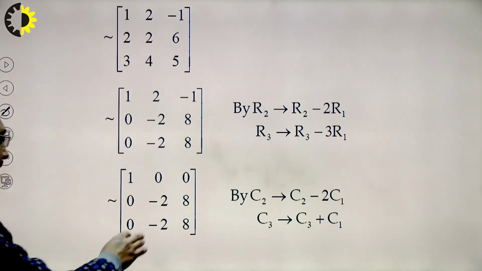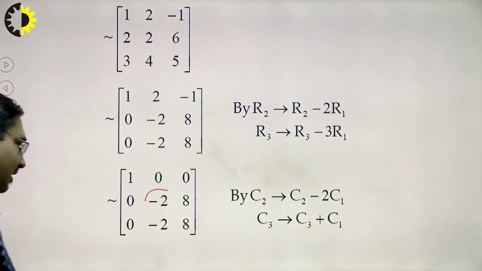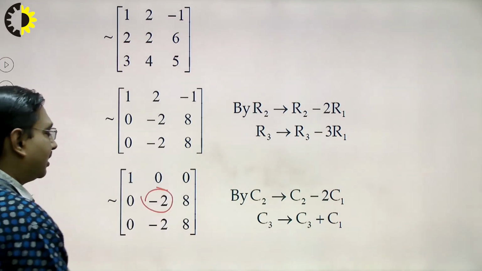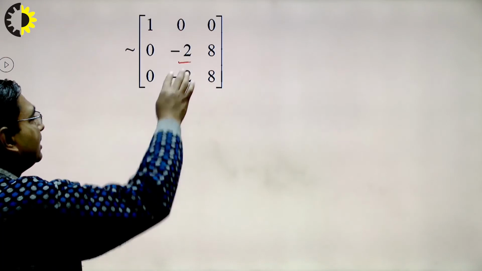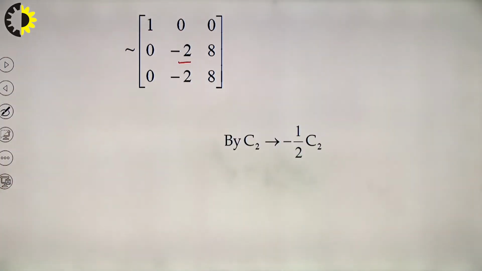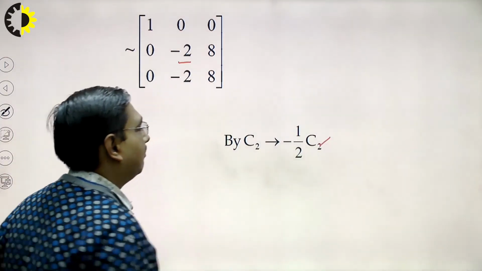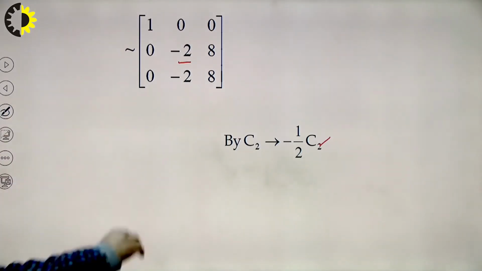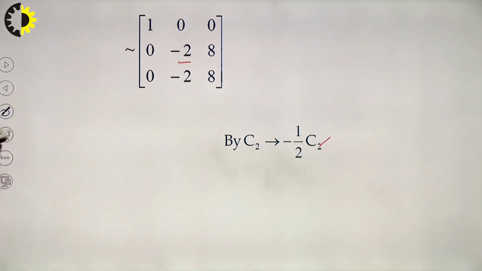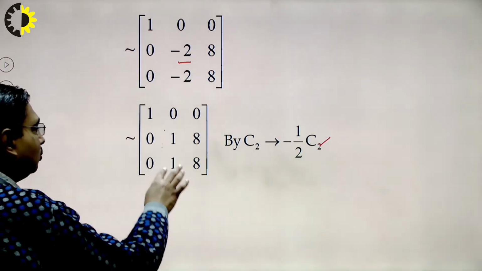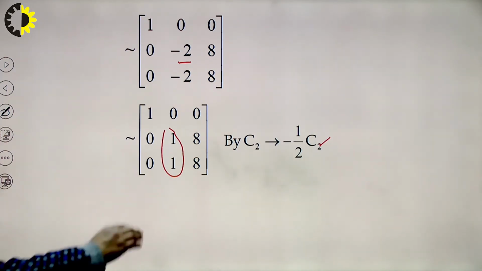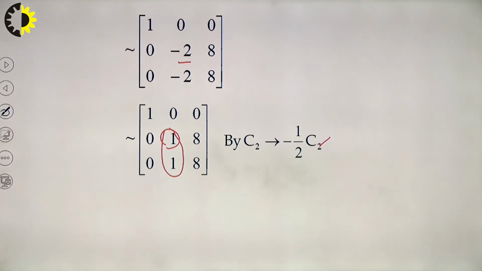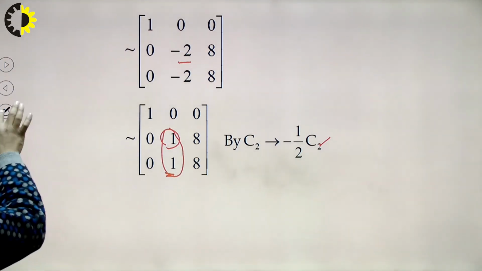Now with the help of transformations, I will convert this element to 1. To convert this minus 2 to 1, I divide the second column by minus 2. Dividing this second column by minus 2, I obtain 0, 1, 1 in the second column. Remaining elements are unaltered. Now with the help of this one, we will transform this 1 to 0.